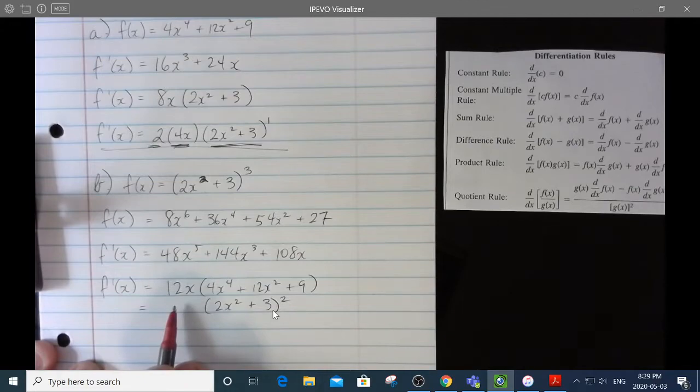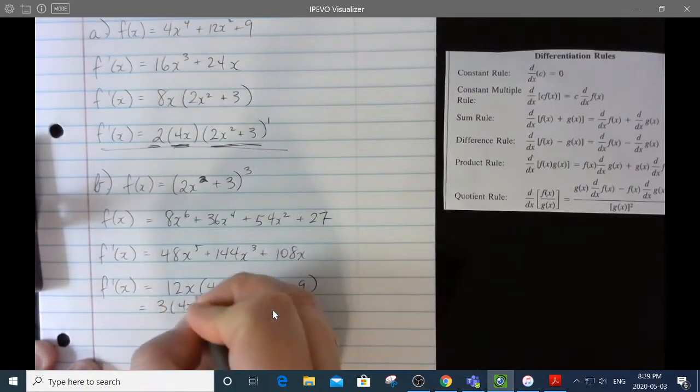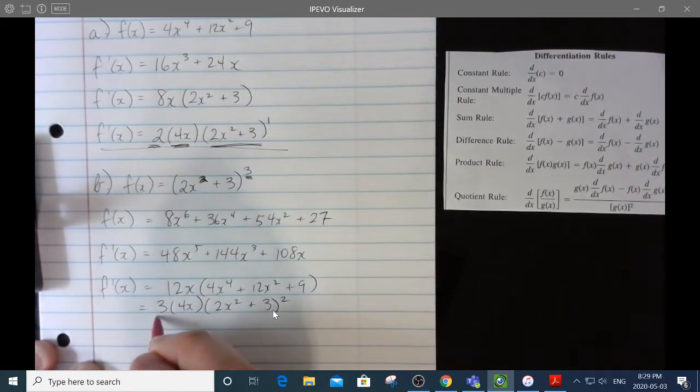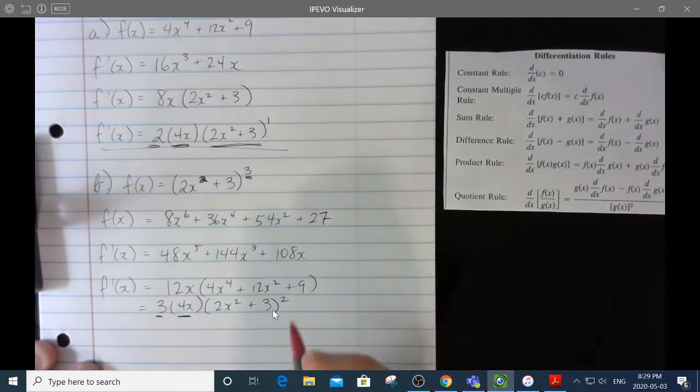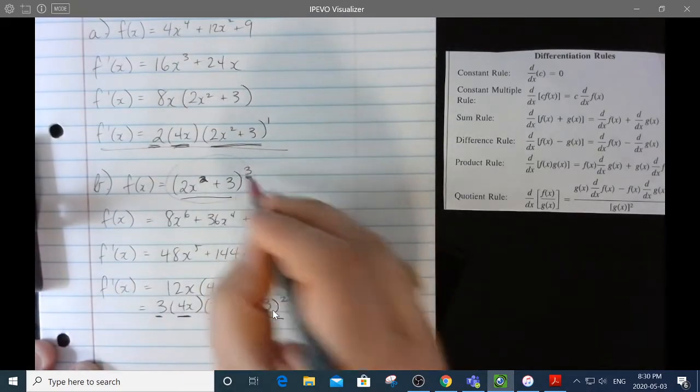And even the 12x I can break down into 3 and 4x. And once again, this exponent corresponds to that coefficient. This factor here corresponds to the derivative of what's inside the bracket. And then this factor here is really just this entire thing, but I've taken the exponent and subtracted 1.